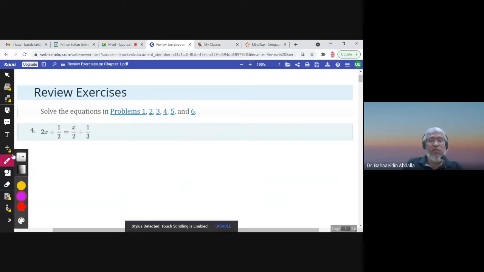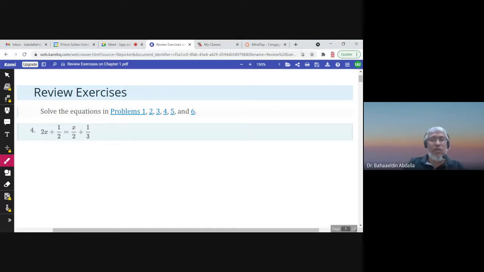These are some review exercises about chapter 1. Chapter 1 is about linear equations and functions. And let us start by question 4, solve the equations. So solve this equation. If you remember, we have denominators 2 and 3.